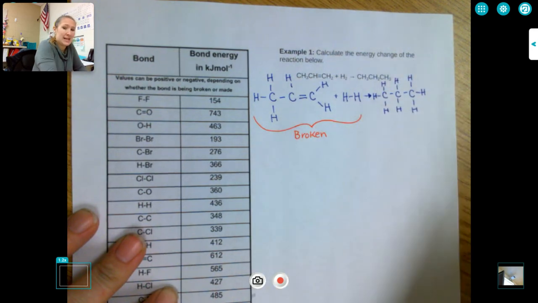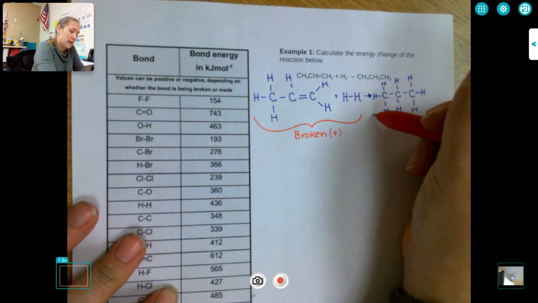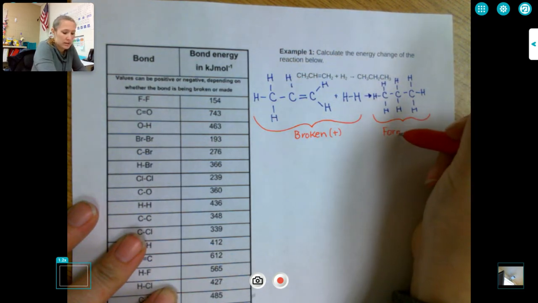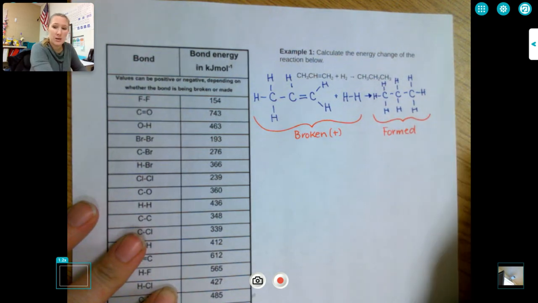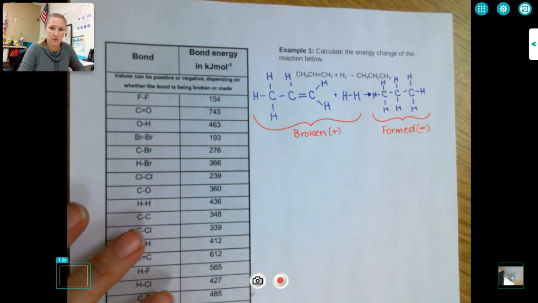So I need to look at what these are all going to be, broken. And we know that it takes energy to break them. So these are positive values. And all of these bonds are getting formed. And we release energy when we form bonds. So these are all negative values.